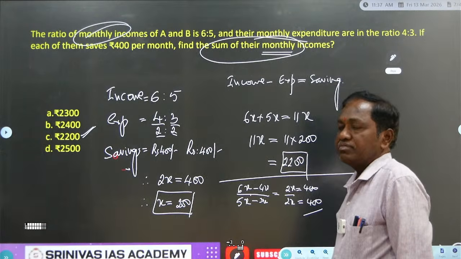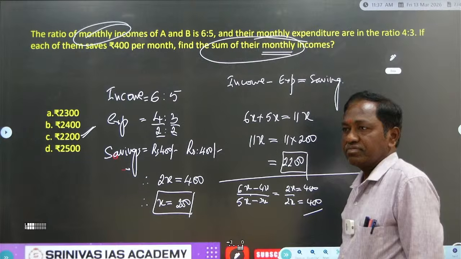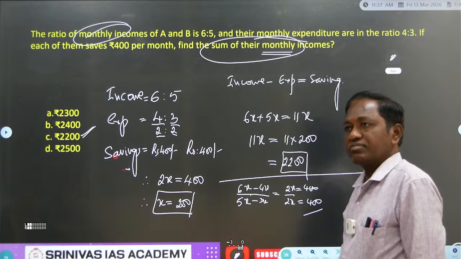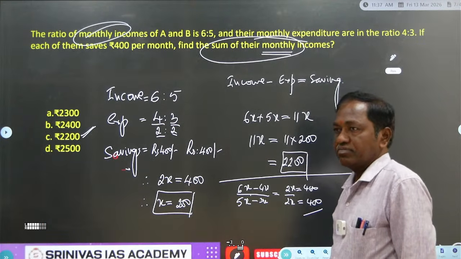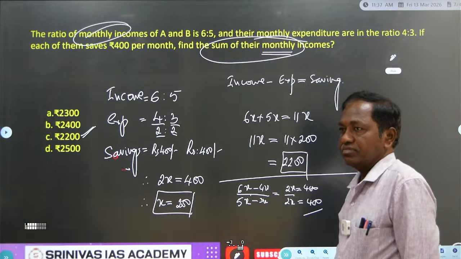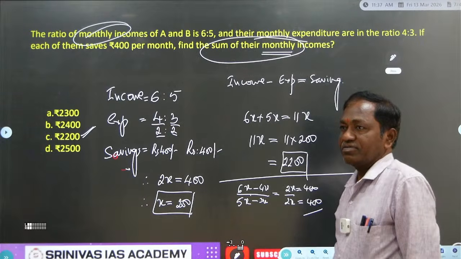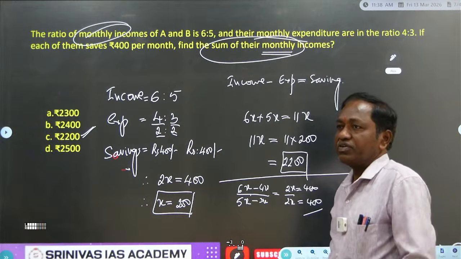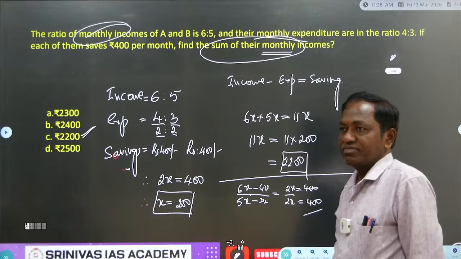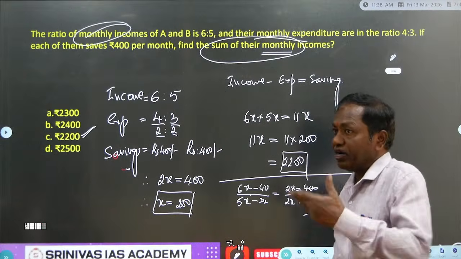Sum of both the incomes, 6x plus 5x, minus expenditure of both, 4x plus 3x, equals 400, 400, 800. But you should not do that. It is not correct. If the expenditure ratios are different, you cannot take it like that. Now you may get the answer, but not every time.